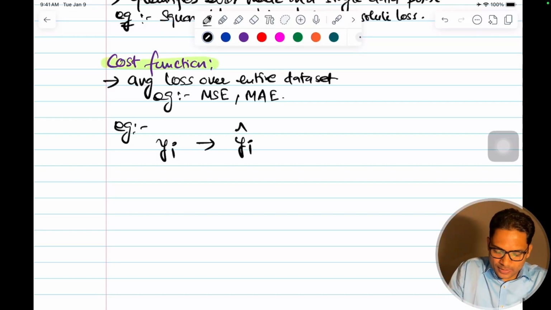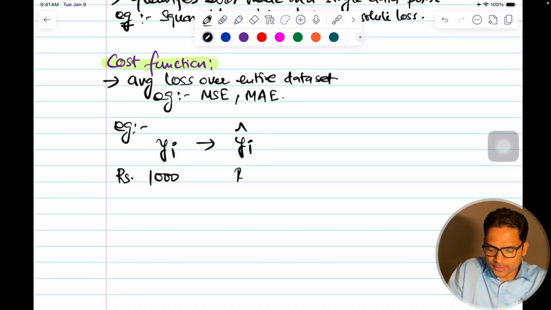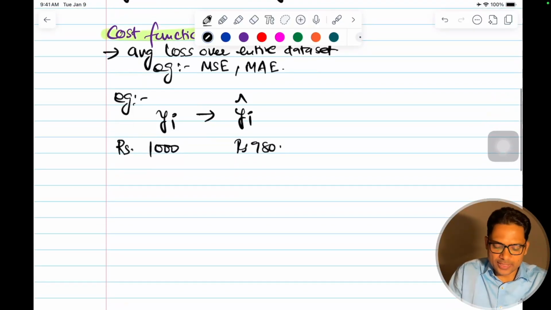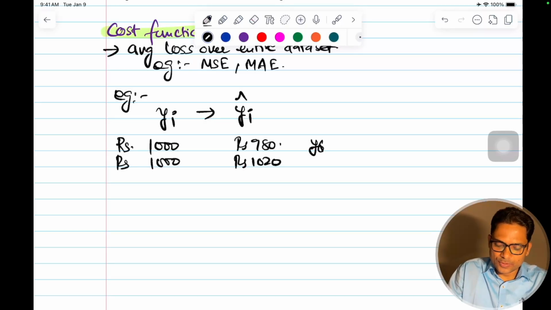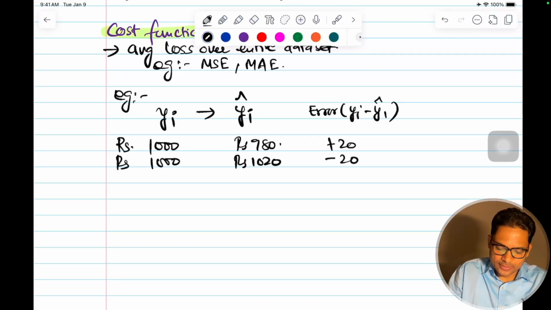For example, a company's stock price is rupees 1000, and this model predicts rupees 980, just some random example to understand. Say the price is again 1000, and now it predicts rupees 1020. If you see the difference, error equals yi minus yi hat. So here you have minus 20, and here you have 20.